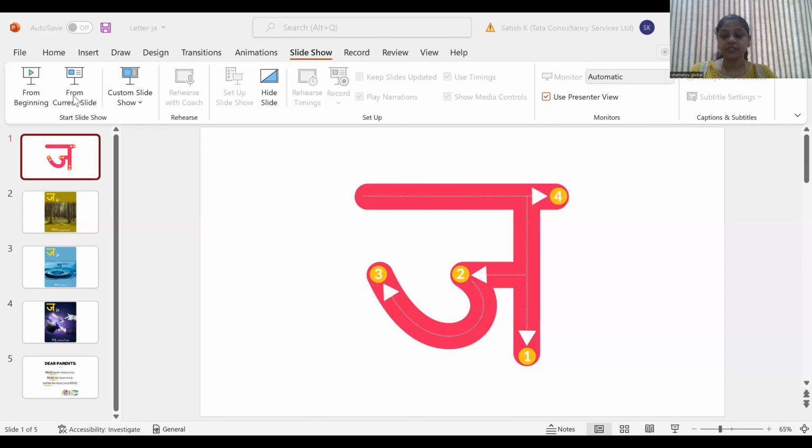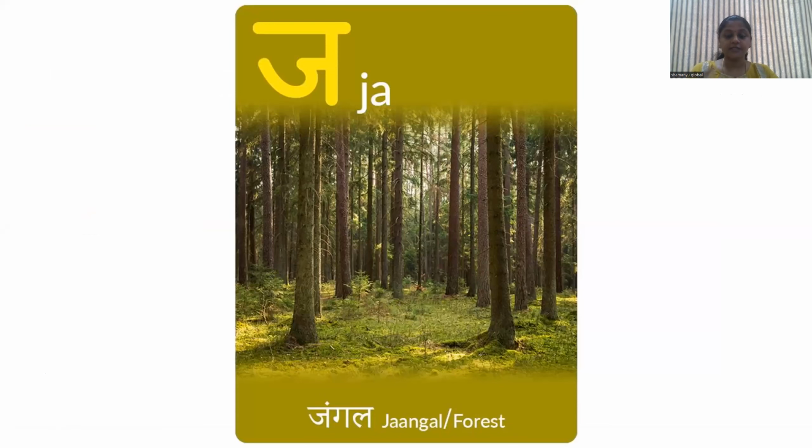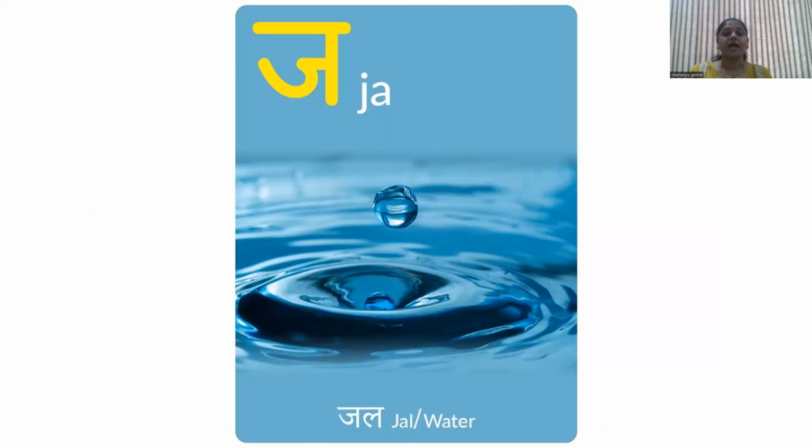So the first word is J, jungle. Jungle is the forest. Many of us know it, right? So J, jungle. And the next word is J, jal, pani or the water. We call it pani in regular usage. So this is jal, J, jal.